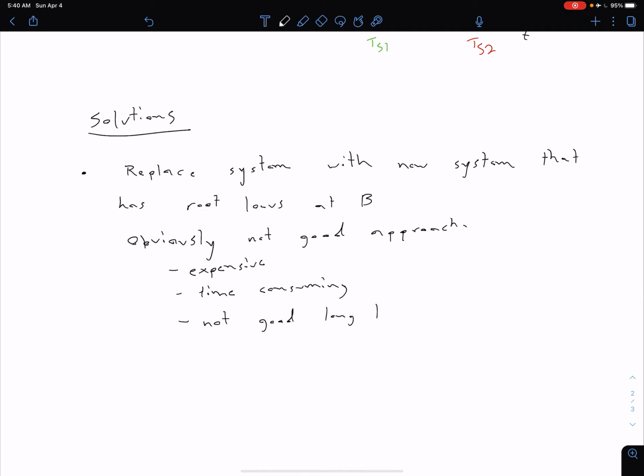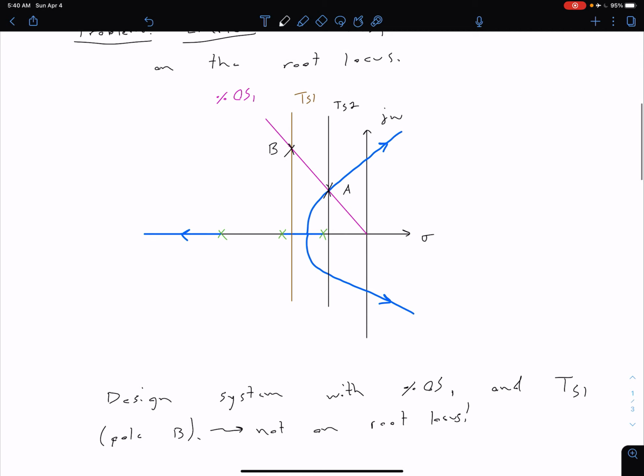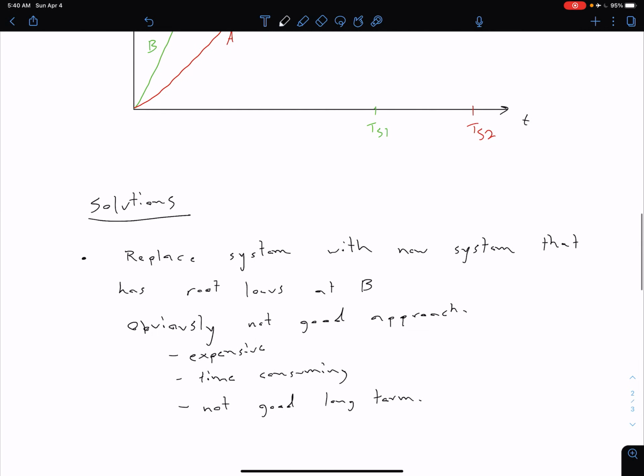So not good long-term, because maybe we come back later and we say, well, instead of at point B, we really want to have some different settling time, or maybe we want to have some particular peak time. And so maybe we want to adjust to this point here, and we can call that C. And so that could have some peak time TP1. And so we don't want to have to be replacing or redesigning this system each time. So because of all those reasons, we don't want to be doing that.